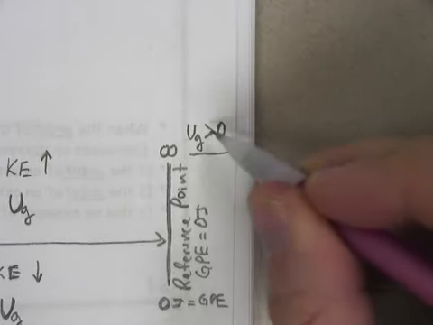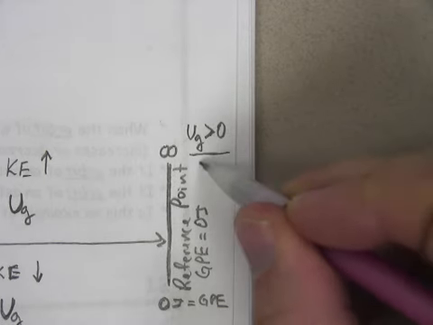All right, so beyond infinity, the gravitational potential energy is positive. So I'll put positive here.